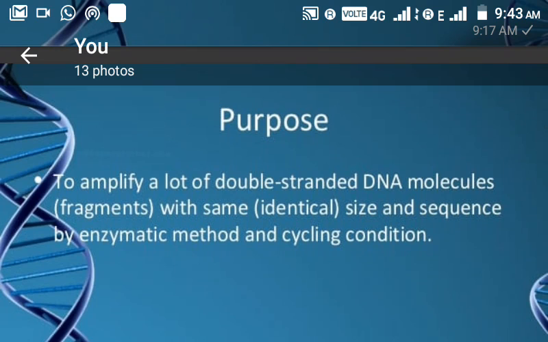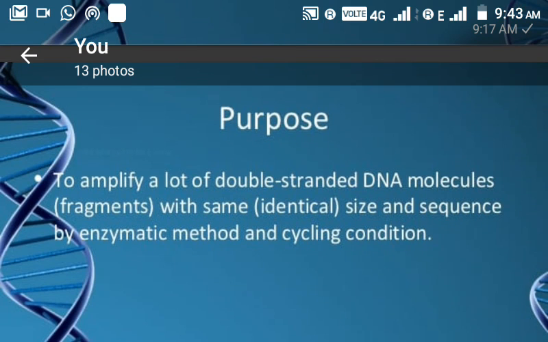Students, again I am emphasizing that in cloning you need many more copies of the template. For that purpose, to amplify a lot of double-stranded DNA molecules, that is fragments, with the same or identical size and sequence by enzymatic method and cycling conditions, we use PCR. Within a short period of time you will get a huge number of templates from a very minute amount of DNA. So many copies of DNA you will get.